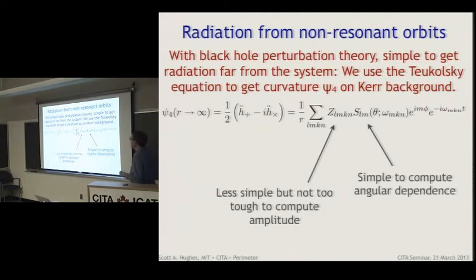Let me talk a little bit about how I'm going to actually compute my things here. The strong field formalism I'm going to use is based on the Teukolsky equation, which is a perturbation formalism for computing gravitational radiation and other curvature quantities on the background of a Kerr black hole. For our purposes, the key thing is that there are a few bits that you have to compute numerically. The angular dependence turns out to be pretty simple to compute. And there's an amplitude, which is a little more of a challenge to compute, but not too difficult.